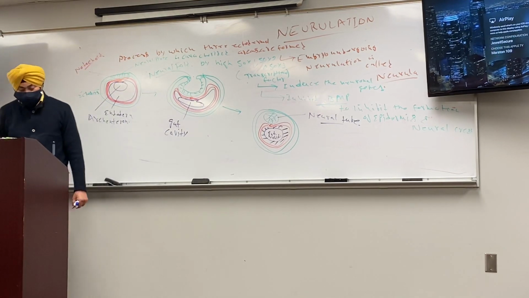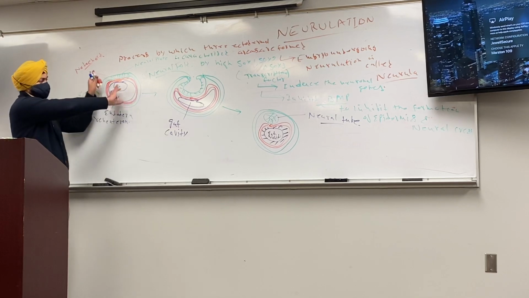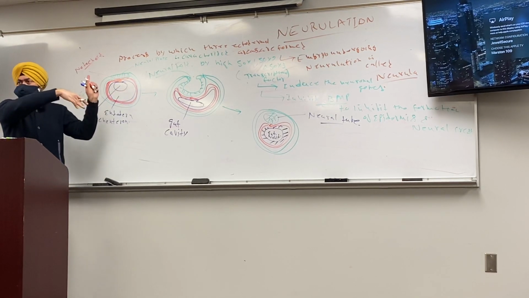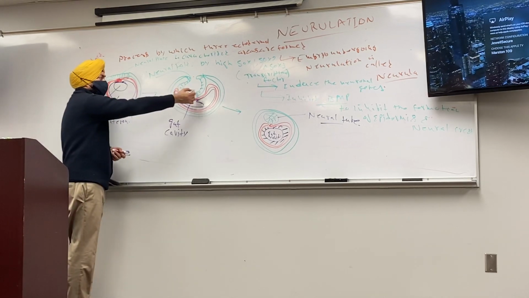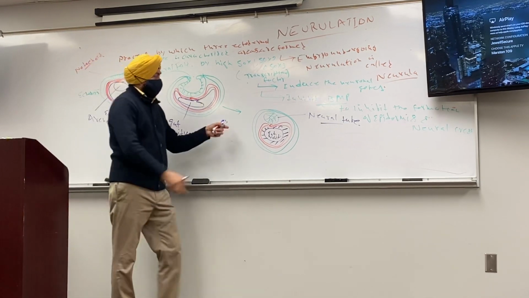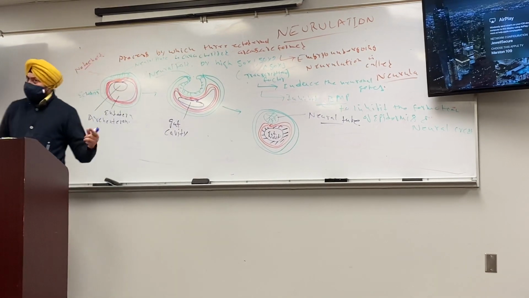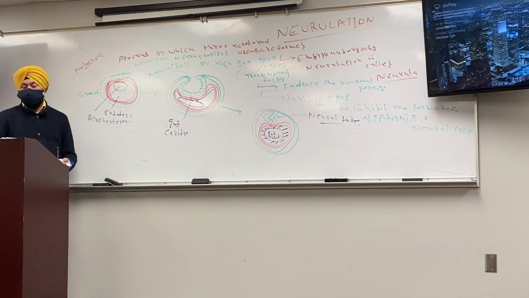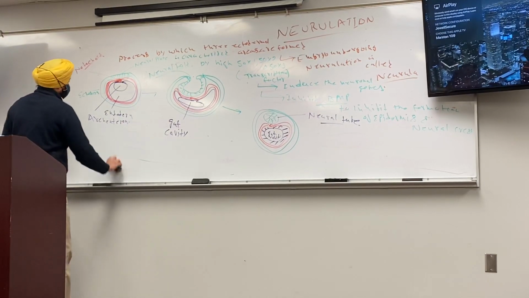Okay, now how is this thing formed? This is a very oversimplified thing to show you that, okay, this is going to invaginate, make a neural fold, and then this tube will close and you will get a neural tube inside. So this process we said is called neurulation, but how does this process actually occur, how does this thing happen? So we're going to talk about that.